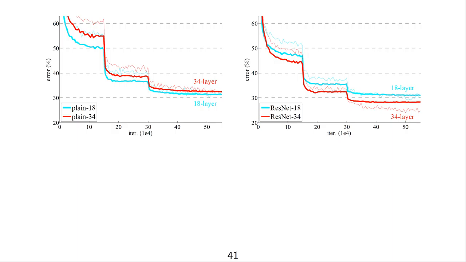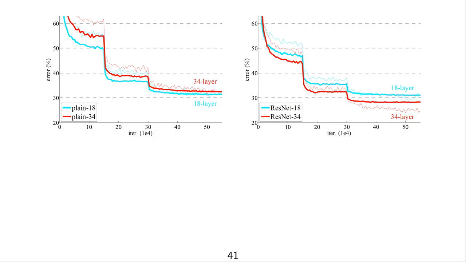Here we see some typical training progress when training a network over time. On the x-axis we see the number of iterations, and on the y-axis we see the error. What we would like to see is that the error gets reduced as the training progresses. And this cyan line shows the training progress of a traditional 18-layer neural network. Traditional here means traditional before ResNets or other architecture advances came into play.